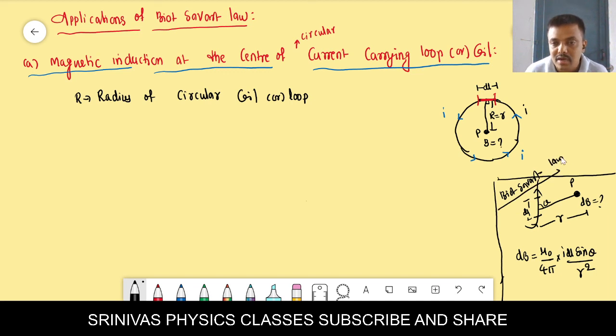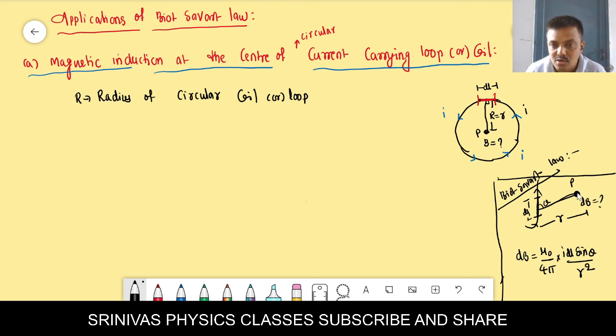In order to apply the Biot-Savart law, dl is the small element we are taking. From the center of the element at a certain distance r, I want to find out the magnetic induction. Here is the circular loop, a current-carrying wire in circle shape. On the circle I am taking the small element. Then, from the small element to the point where you want to find the magnetic induction, that distance is r according to the formula.